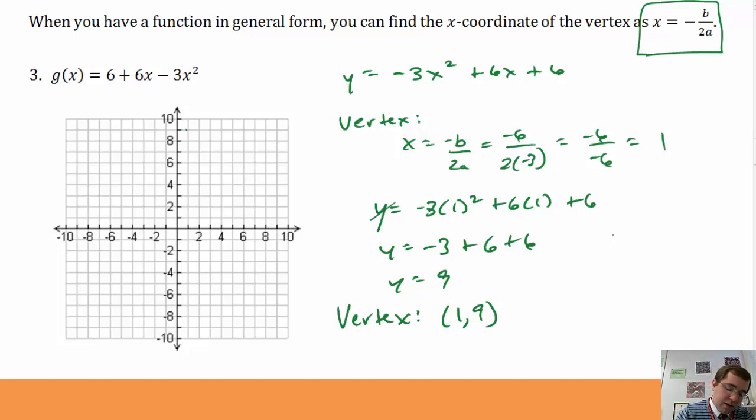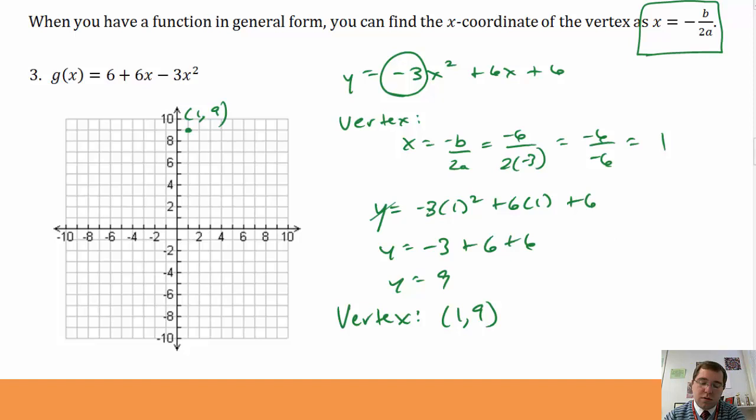I can graph that, 1, 9. This time I know my parabola is going to go down. How do I know it's going to go down? Because a is negative. So my parabola is going to open down. So I can still find other points on it.